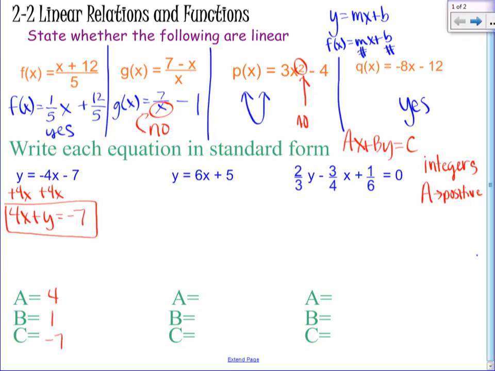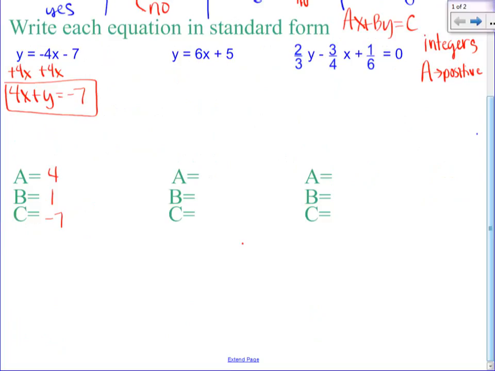Okay. Next one. Move the 6x. Okay, now remember the rules over there. A has to be positive. So what do we do to this one? Okay, you can either divide or multiply by -1. So now we get this answer. So we got 6, -1, -5 for our three numbers.